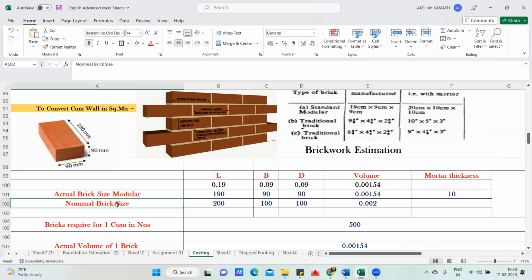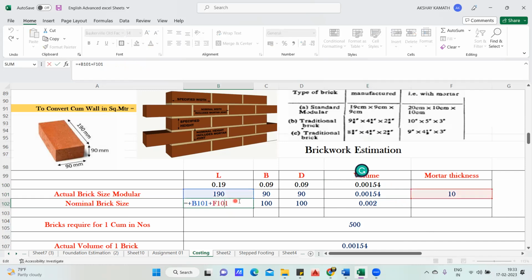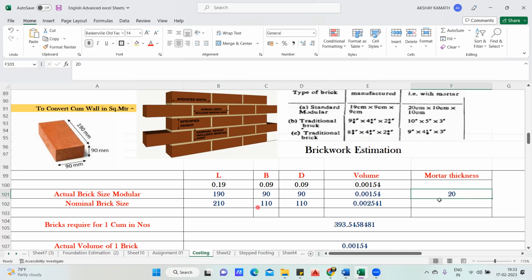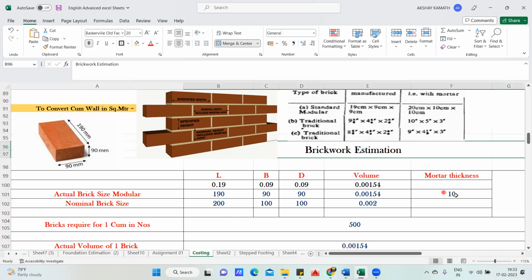Now I'll go with the nominal brick size. For the nominal brick size, whatever answer you got, you add 10 extra to that. That is the mortar thickness. So 190 plus 10 is 200, 90 plus 10 is 100, 90 plus 10 is 100. While linking, I have added the mortar thickness to 190, similarly 90 plus 10 here, and again 90 plus 10 here. If you change the mortar thickness to 20, the answer is also going to change. But in most cases we use a 10 mm thickness only. So I have written 10. Fine.